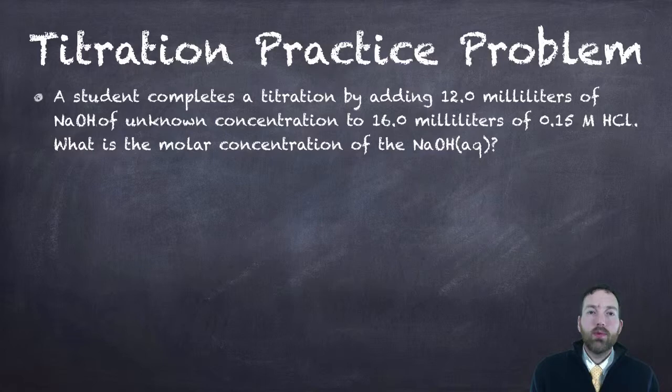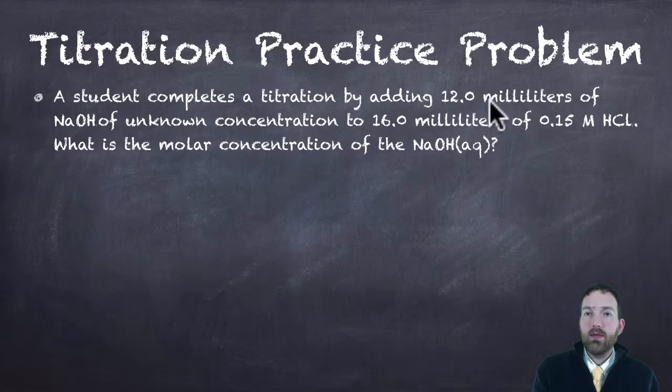Here's an example practice problem. A student completes a titration of adding 12 milliliters of NaOH of unknown concentration to 16 milliliters of 0.15 molar HCl. What is the molar concentration of the NaOH? If this was on a Regents, a bell should be ringing that it's time to do the titration formula. Right off the bat, they use the word titration. If they maybe change the word to neutralization, it might be a little harder to recognize it.